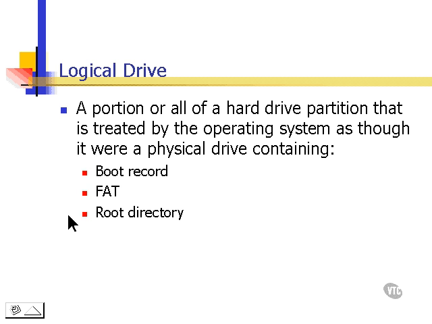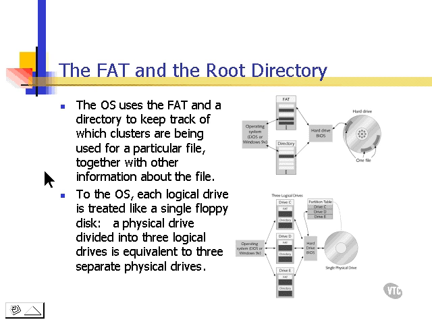The system manages files using a file allocation table. The file allocation table is used along with the operating system to keep track of which clusters are being used for a particular file. Also, information about the file is stored in the file allocation table. The operating system looks at each logical drive and treats it like a single floppy disk.